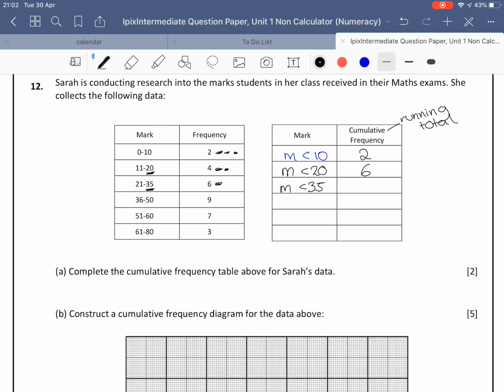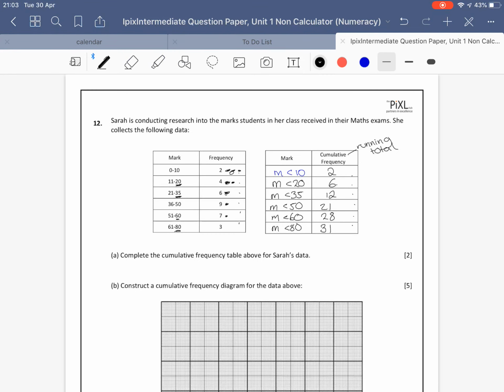So I just add another 6 to the previous one, and I get 12. Then we add the next 9, so we've got marks less than 50, which is 21. Then the marks less than 60: add the 7 to get 28. Then we want the total marks less than 80, which is basically the number of people. Add my 3 to get 31, so it's a class of 31. Can you see it's a running total? Each time I just add an extra one. So that's my 2 marks there.